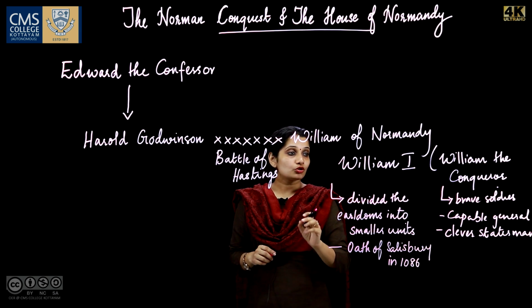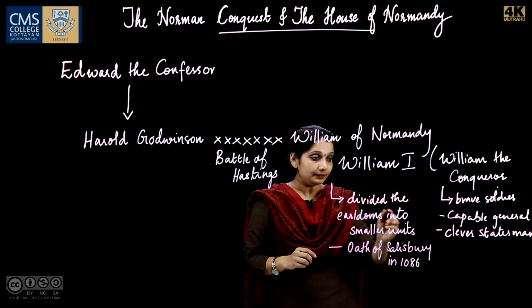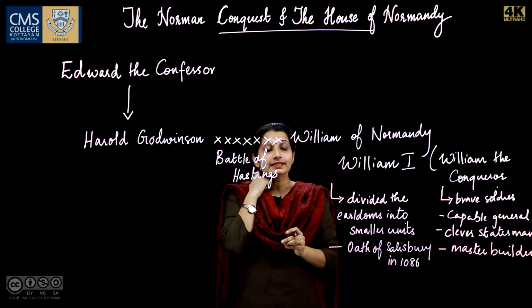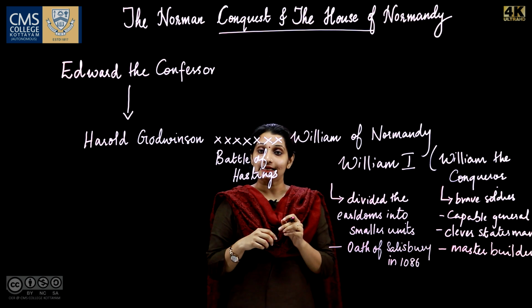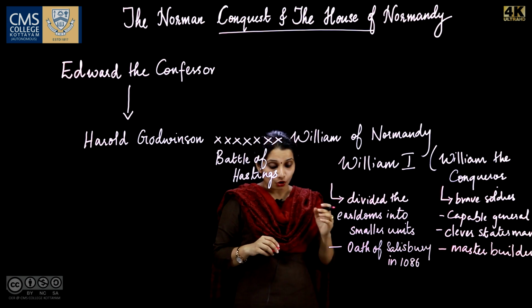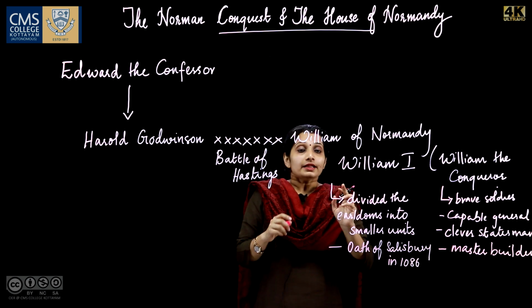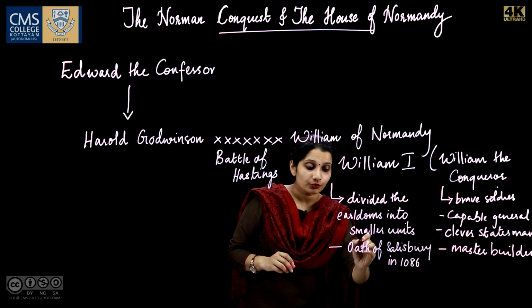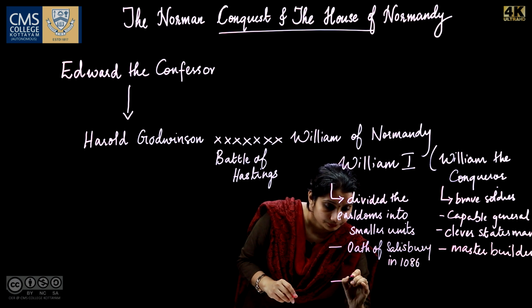William was also a master builder, and he erected so many castles in England in the typical Norman style. The Domesday Book was another major achievement during the period of William.